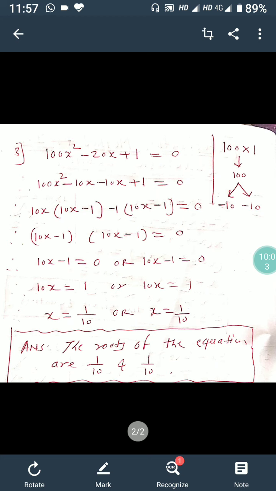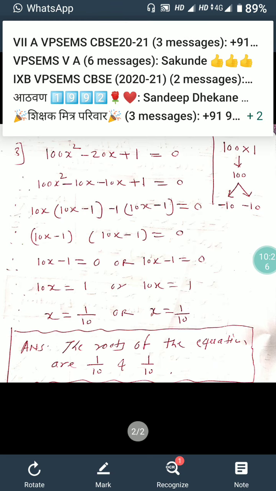From the first group, check which term will come common. So 10x will come common because 100x square is divisible by 10x and 10x is divisible by 10x. So 10x into bracket 10x minus 1. You can check their product. 10x into 10x, you can say 100x square, and 10x into minus 1 is equal to minus 10x.